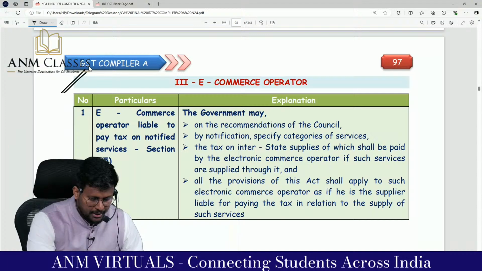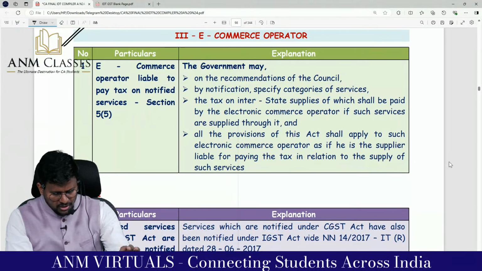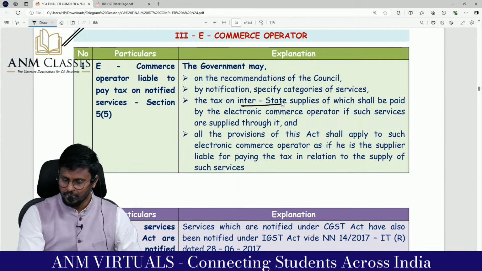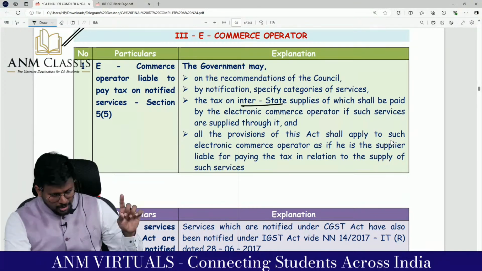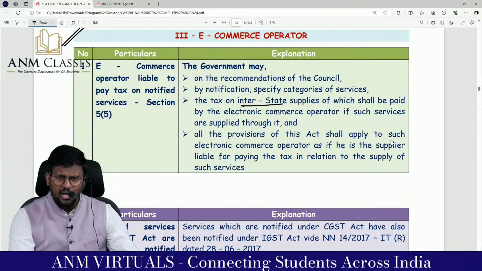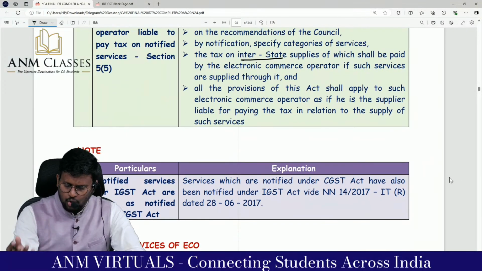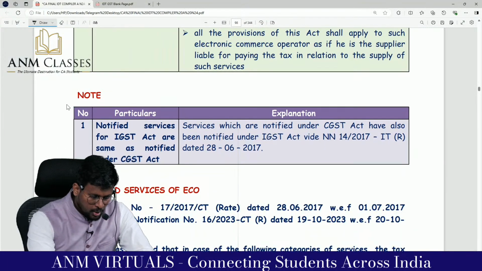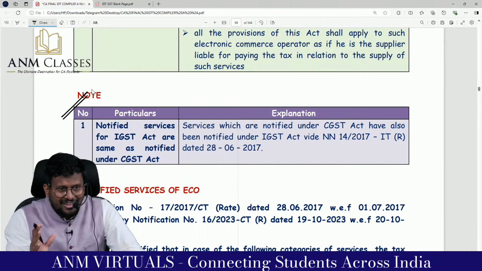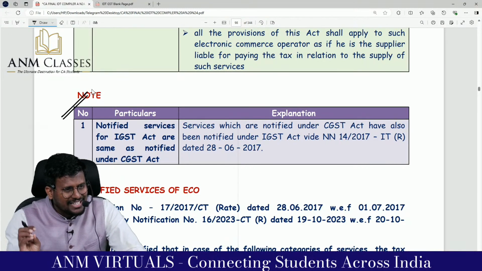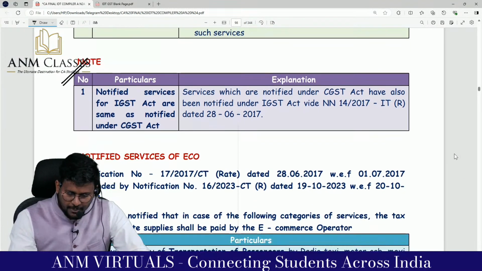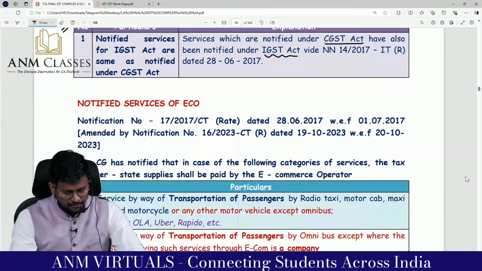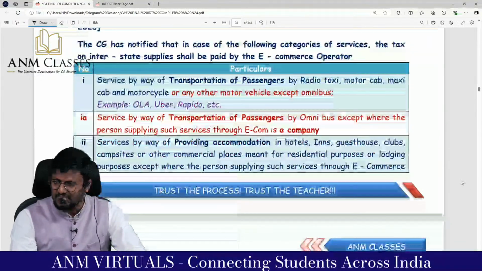Now coming to the e-commerce operators. The government may, on the recommendation of the council, by notification specify categories of services, the tax on inter-state supply of which shall be paid by the e-commerce operator if such services are supplied through it, and all provisions of this act shall apply to such e-commerce operator as if he is the supplier liable for paying the tax in relation to supply of such services. All the HAPPY services which have been listed under 9(5) are mutatis mutandis applicable for 5(5) also. That means services which are notified under the CGST Act have also been notified under the IGST Act. What are the notified services? HAPPY services are there, right?